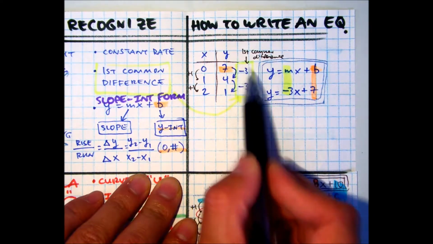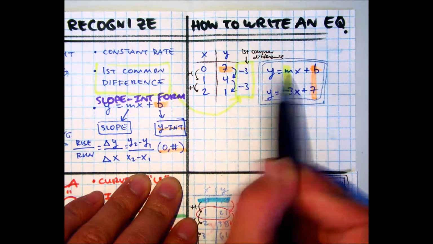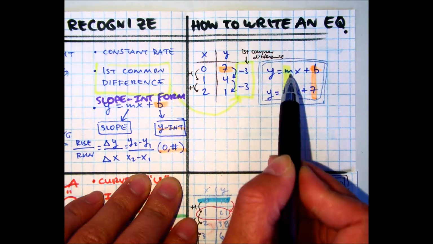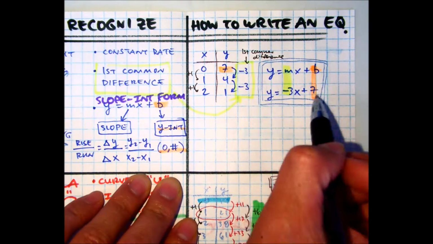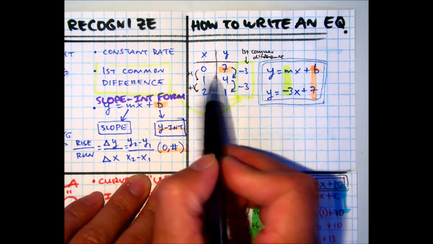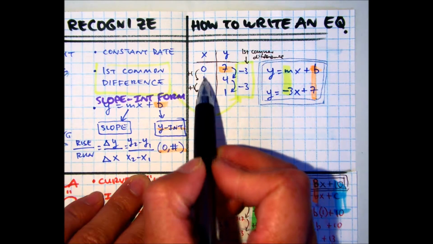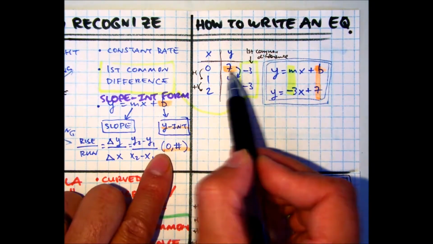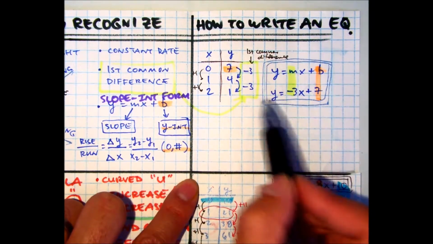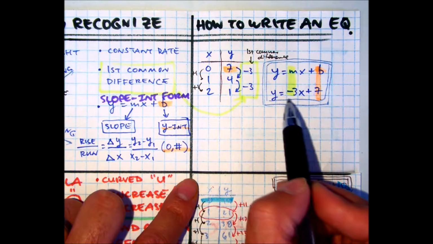My slope is my common difference. My m becomes the common difference, negative 3. How do you get a b value? You're looking for where the graph crosses the y-axis. So that ordered pair is 0 and a number, 0, 7. They're in orange, so that becomes 7. So my linear equation now is y equals negative 3x plus 7.